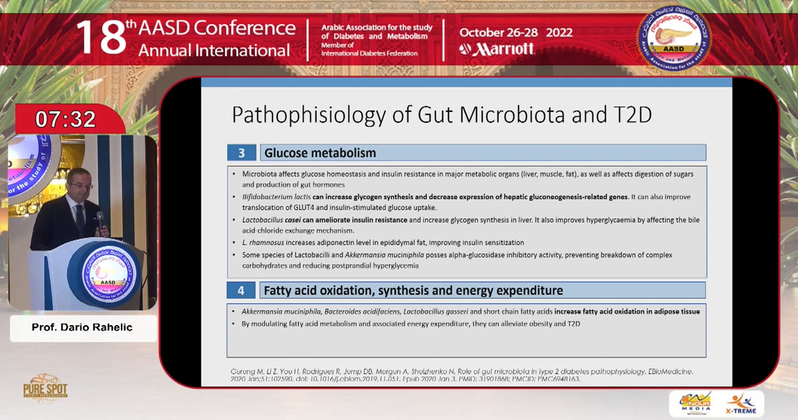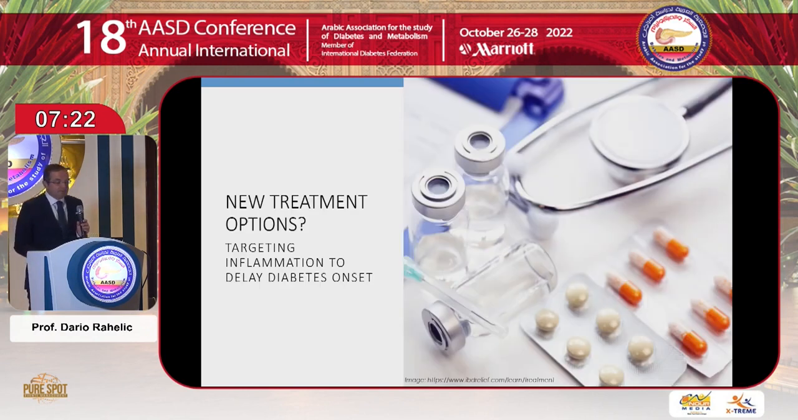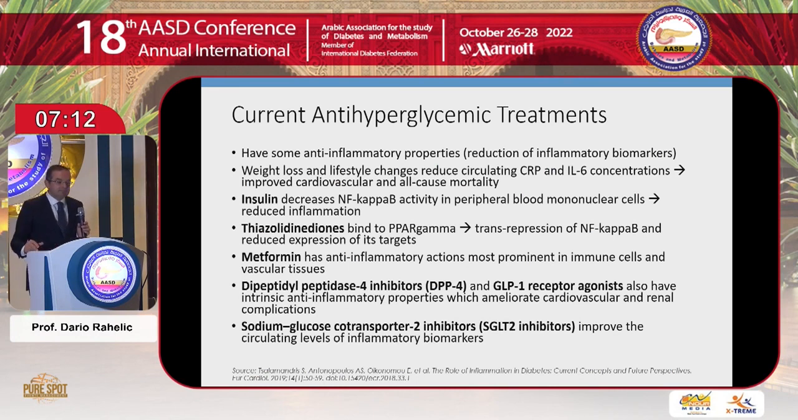On the other side, fatty acid oxidation, as I already mentioned, in adipose tissue is also important and can be affected by some microbiota. So when we talk about new treatment options which can target inflammation and delay the onset of type 2 diabetes, we know that some anti-inflammatory non-pharmacological measures were already mentioned by Professor Milenkovic: physical activity and an appropriate diet with increased intake of dietary fibers, with carbohydrates with low GI. So many important topics in non-pharmacological treatment of type 2 diabetes can also have an effect on inflammation.